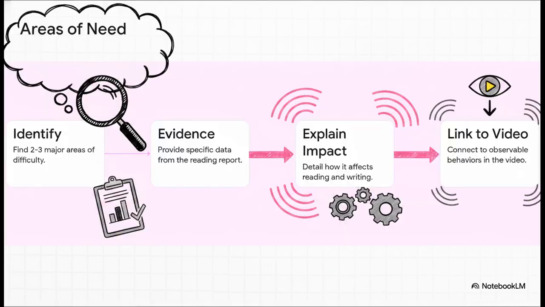That's the goal. The Areas of Need section follows pretty much the same blueprint. You'll pinpoint a major difficulty, point to the specific data that proves it, and then, and this is so important, explain the ripple effect. How does this one specific struggle actually impact their overall reading and writing? You've got to show the consequences.